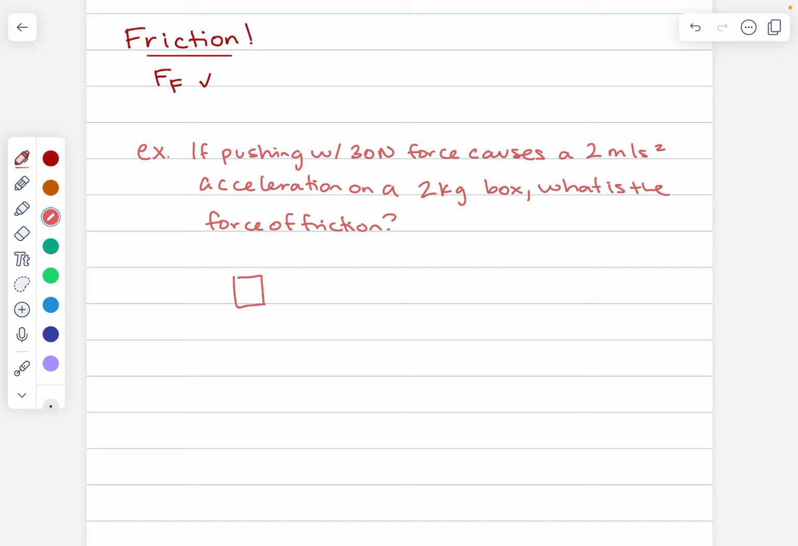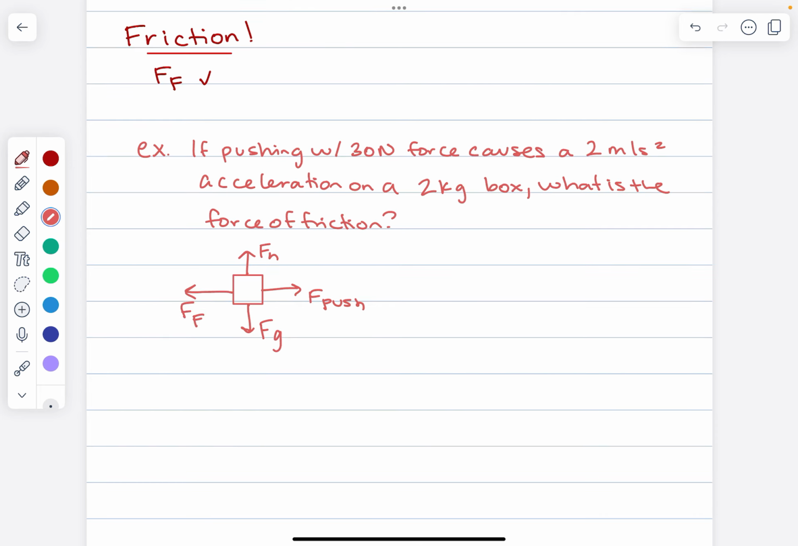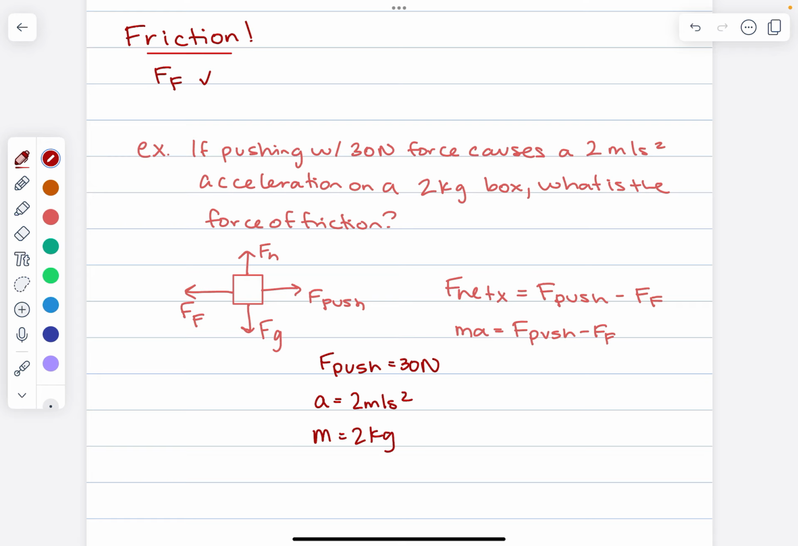So we would draw a free body diagram. Hopefully we're getting pretty good at these at this point. FG, FN, I'm pushing, and I have friction. So my F net in the X direction would be push minus friction. And I'm accelerating, so I'd set that equal to MA. I was given the force of push, I was given acceleration, and I was given mass. And now I'm looking for FF.